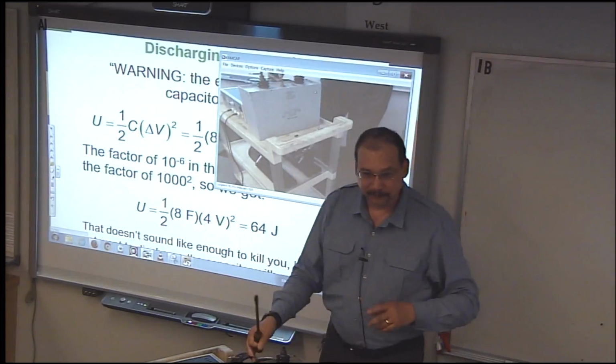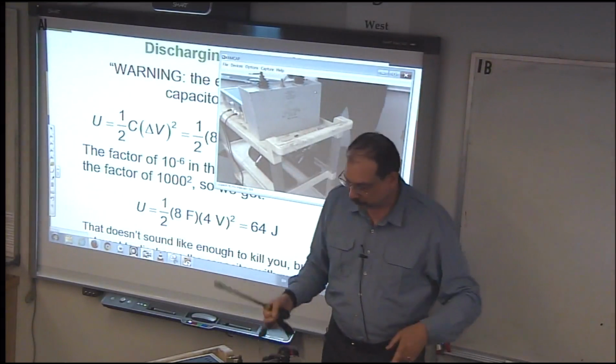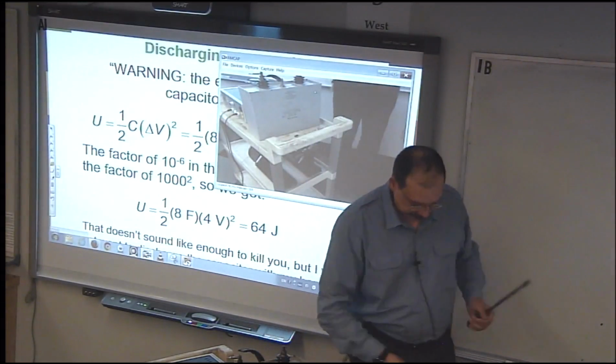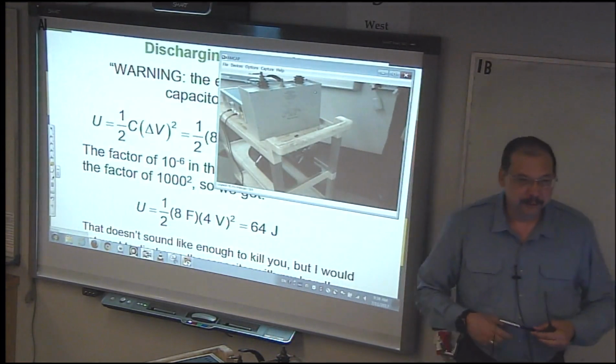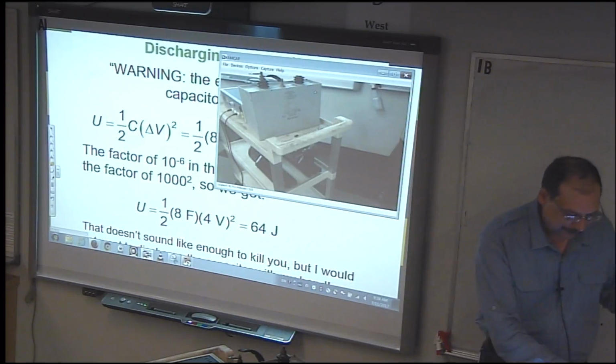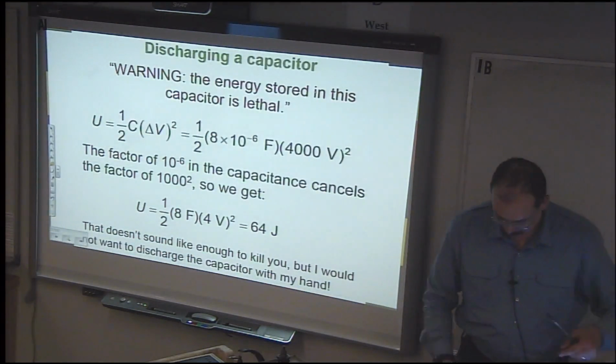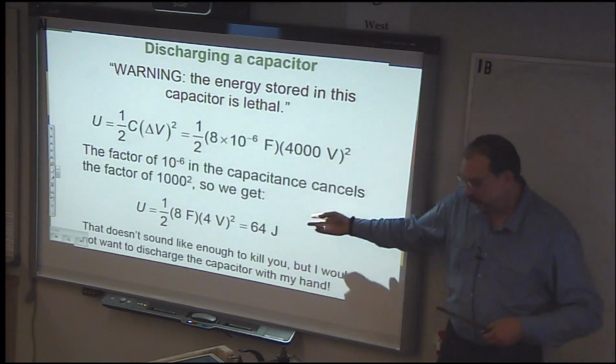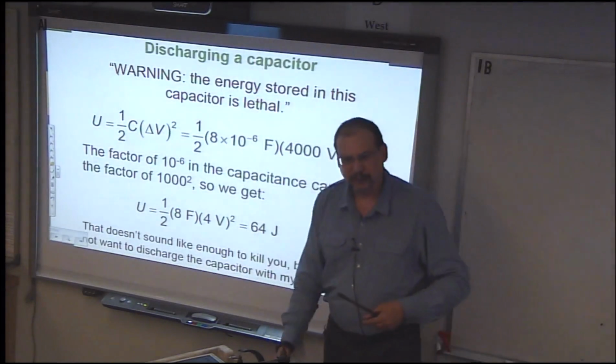What's this about? If you calculate the energy, well, this calculation tells you what energy it stores if I would use only 4,000 volts. In reality, I used 6,000 volts. So the actual energy is even higher, but still it's only 64 joules, or like 70 something.